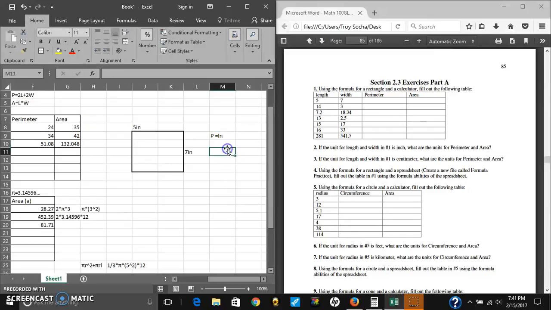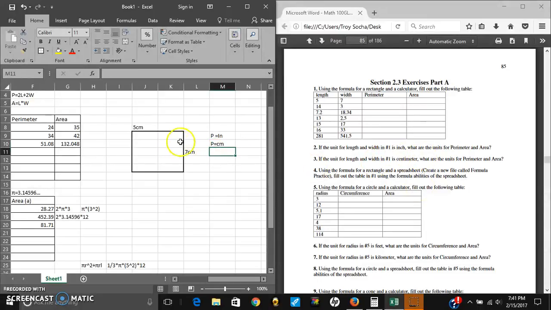Same thing with question 3. It asks what if our units are centimeters? If our units are centimeters, our perimeter is just going to be in centimeters. And question 3 is also asking about the perimeter and area, and what if the length and the width are in centimeters.